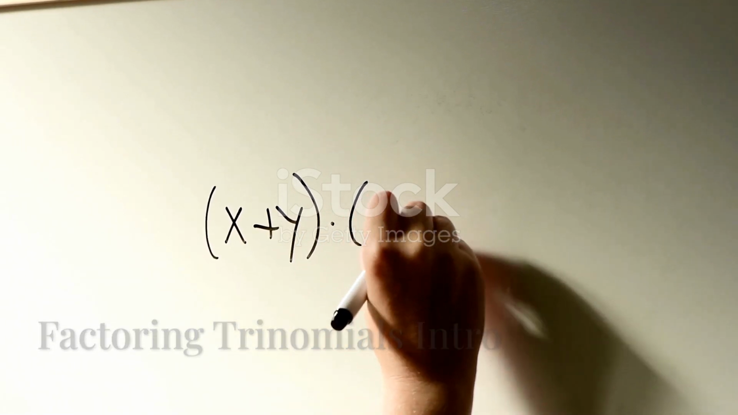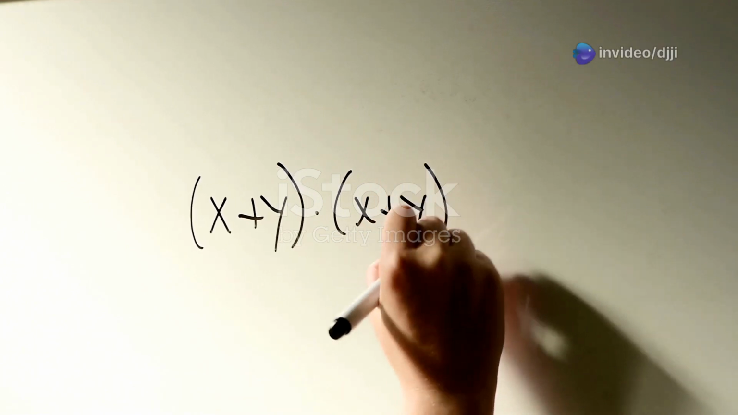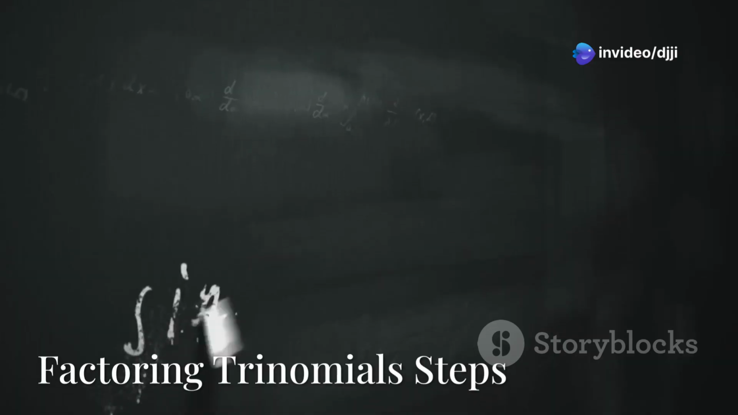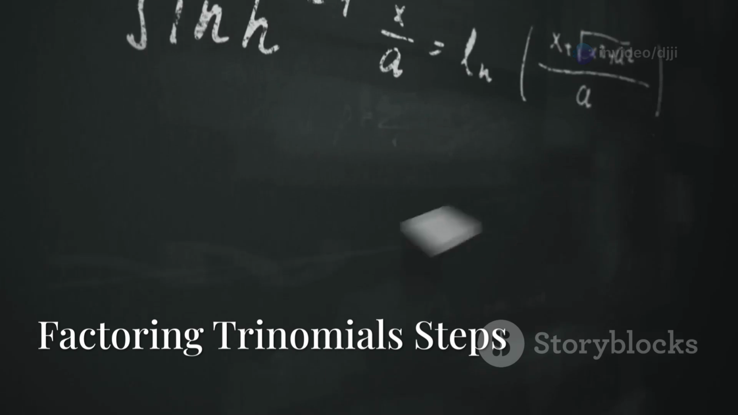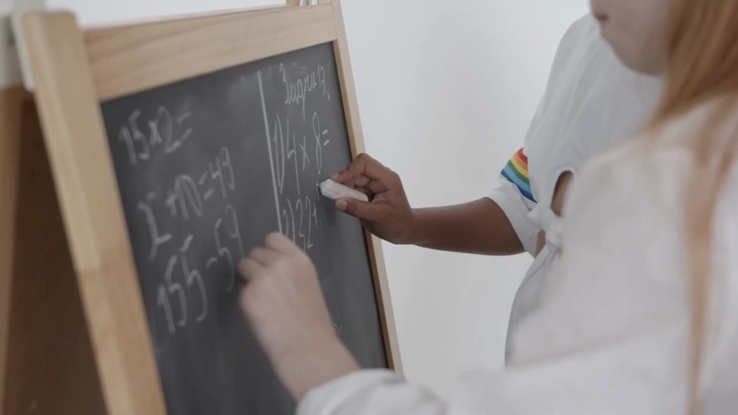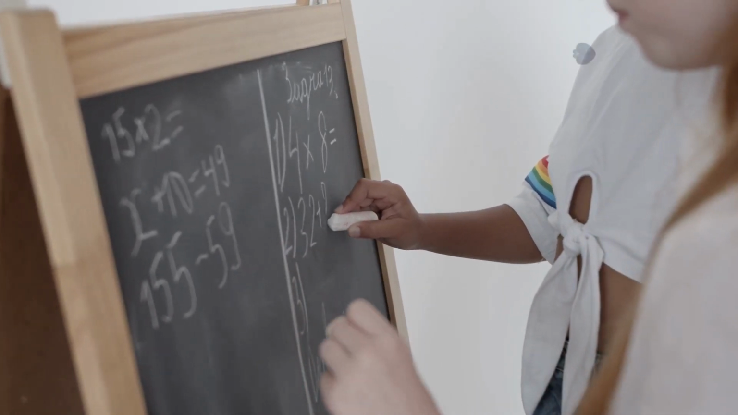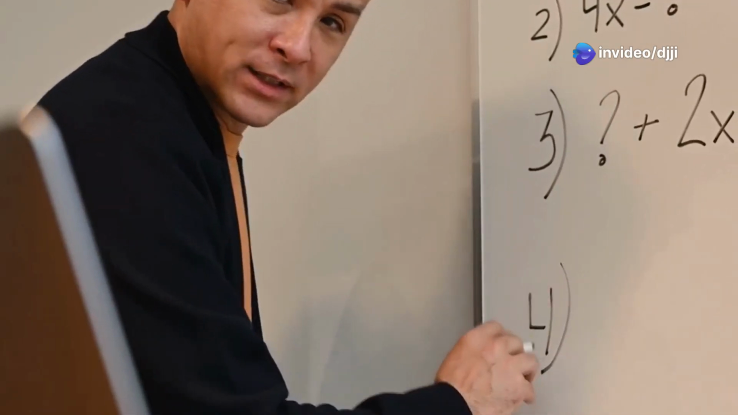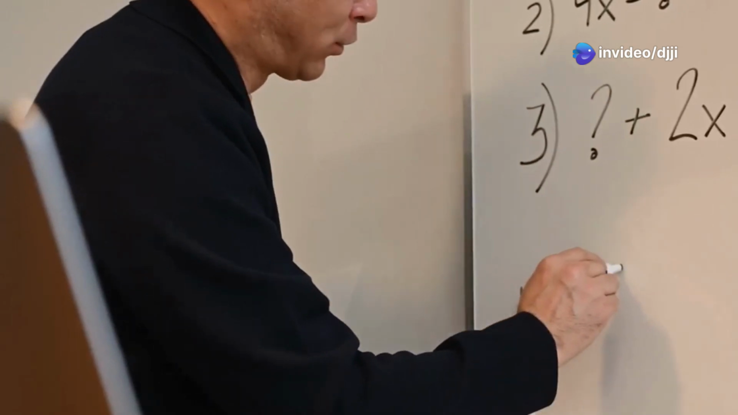Now let's talk about how to factor a trinomial when the coefficient of a is 1. To factor a trinomial when the coefficient of the x squared term is 1, you need to find two numbers that add up to the coefficient of the x term and multiply to the constant term.